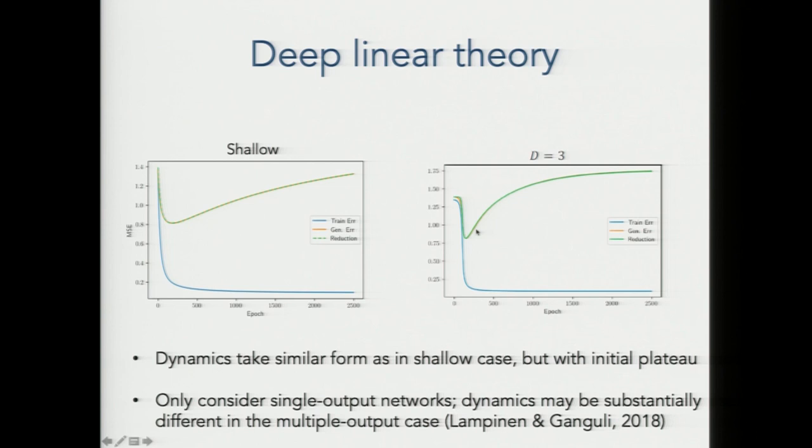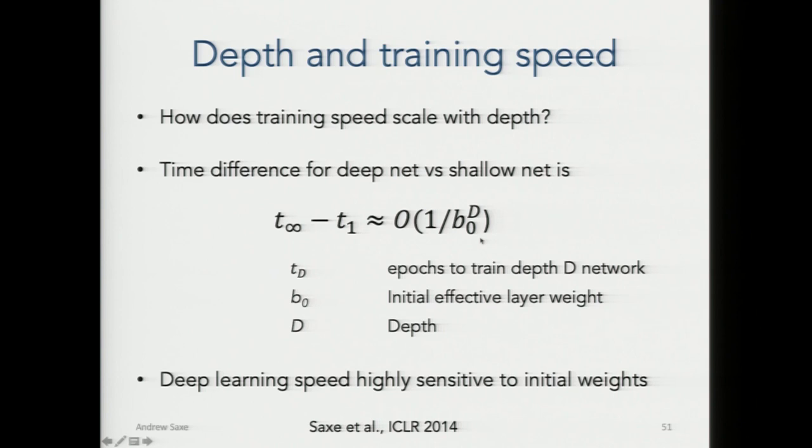Okay. So the message that emerges from this is actually most of what I told you about the shallow network transfers to the deeper network, with this one slight modification, which is that things slow down right near the beginning of training when you start with small weights. And using this, you can actually quantify that slowdown. So this is an important question in deep learning. How does training speed scale with depth?